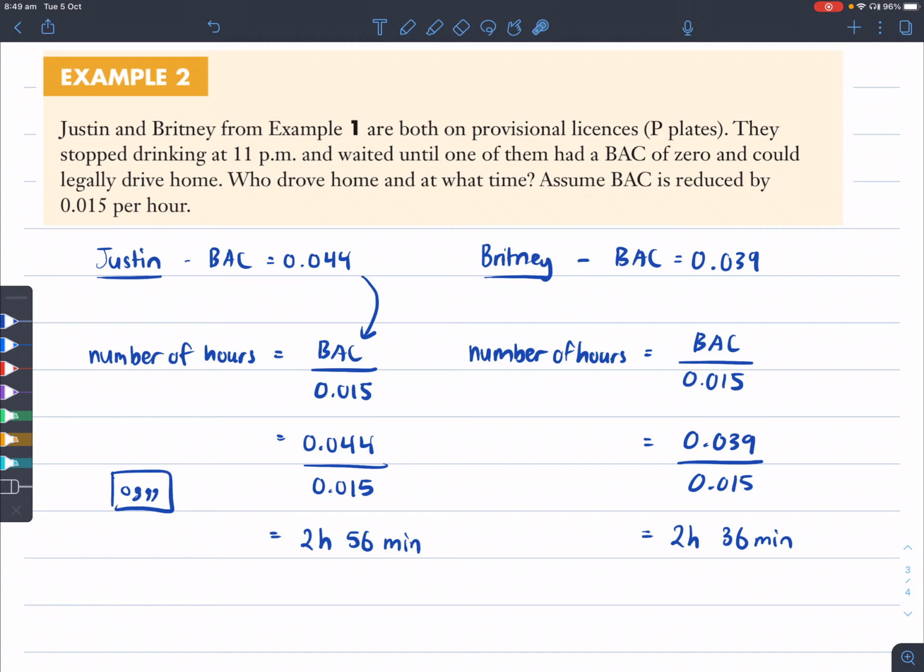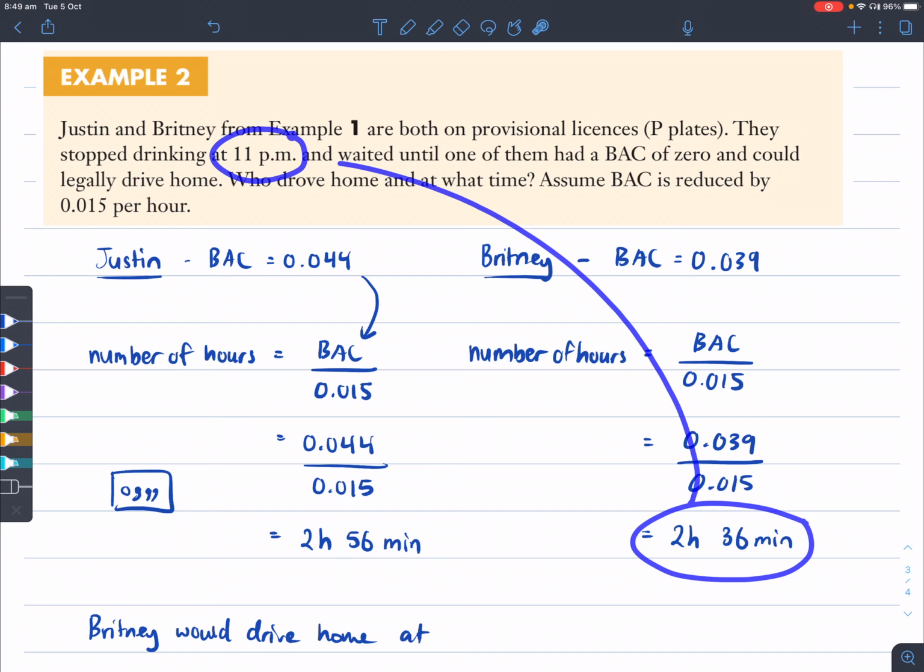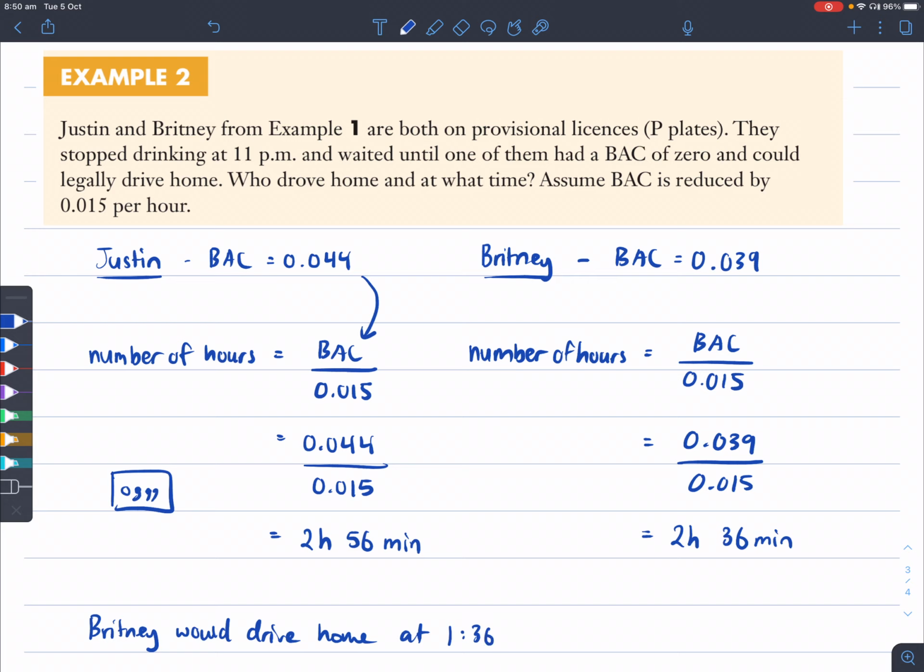So who took the quicker time? It will be Brittany. Okay? Her time is much lower than Justin's time. And the question says, who drove home? So Brittany, of course, and at what time? So Brittany would drive home at, and now what we've got to look at is this much time after 11 p.m., which is 1:36 a.m.